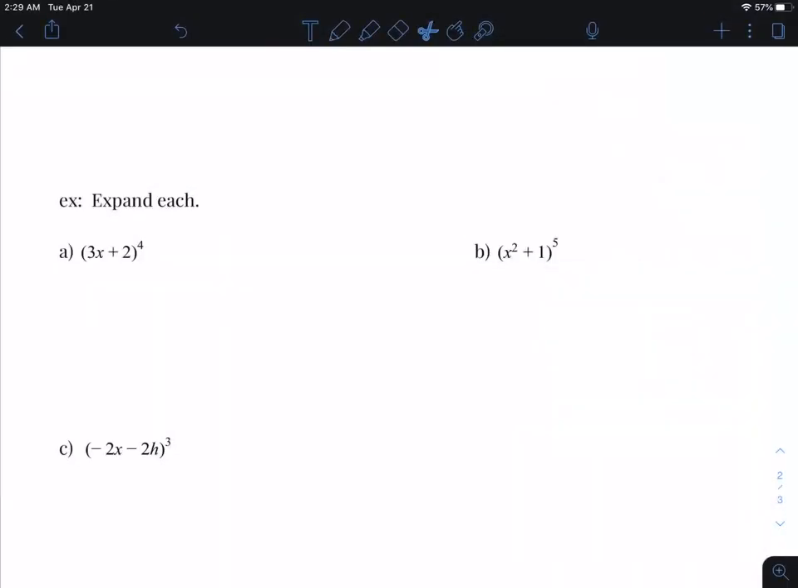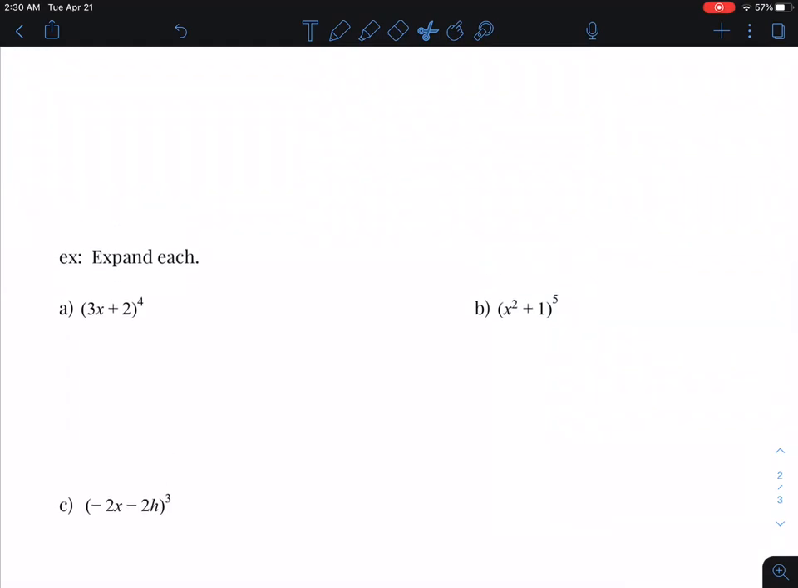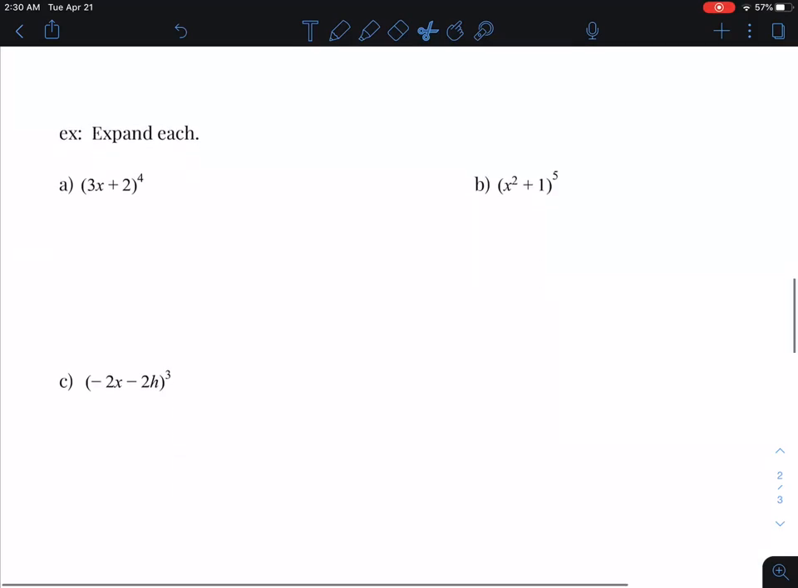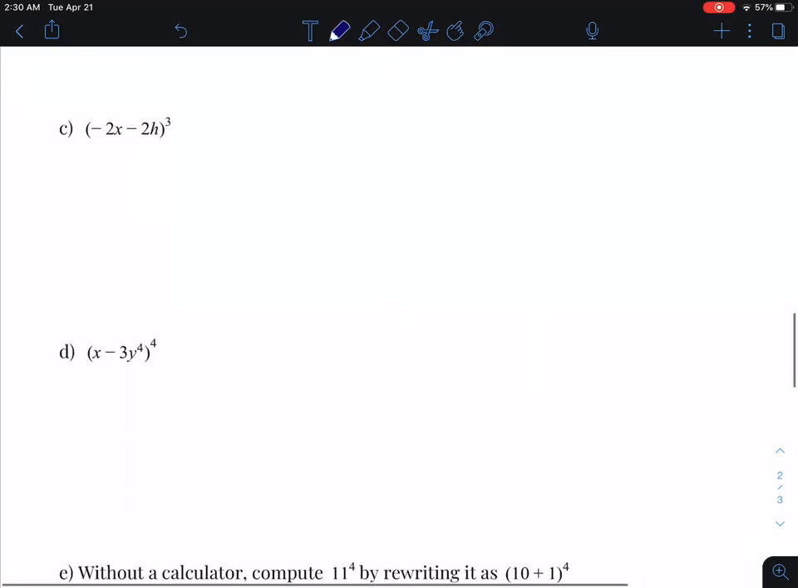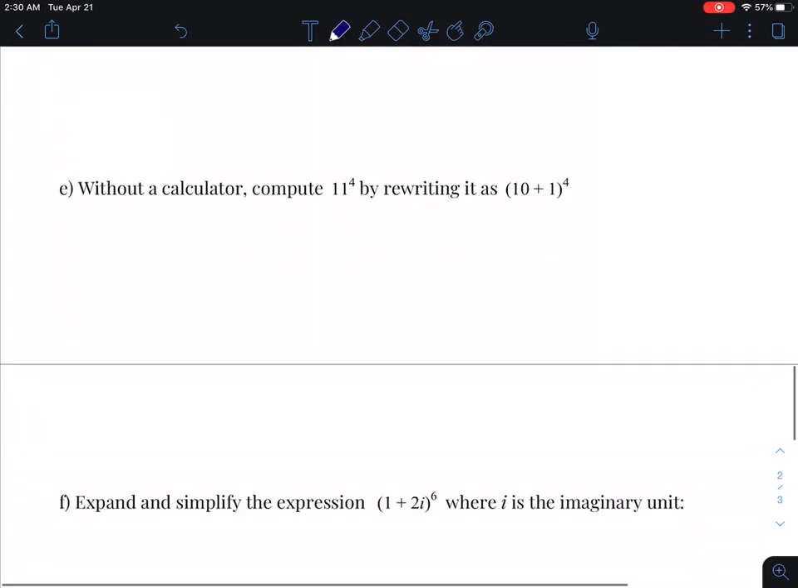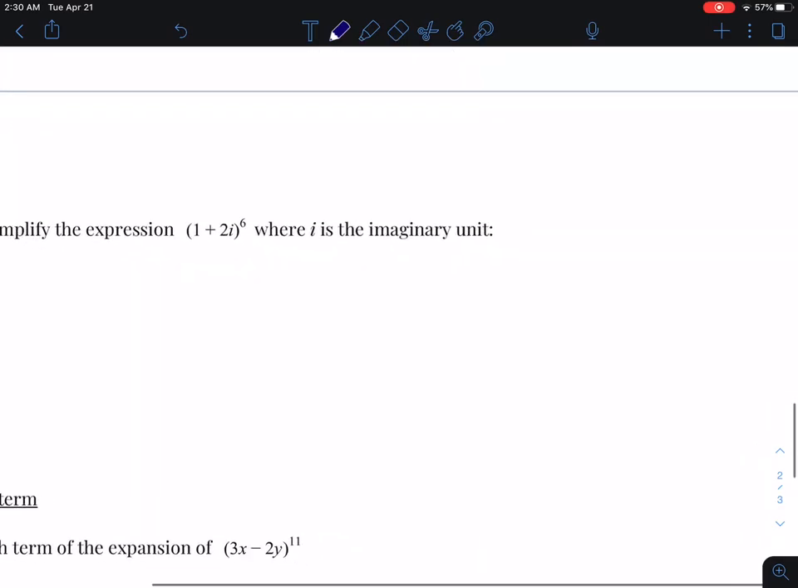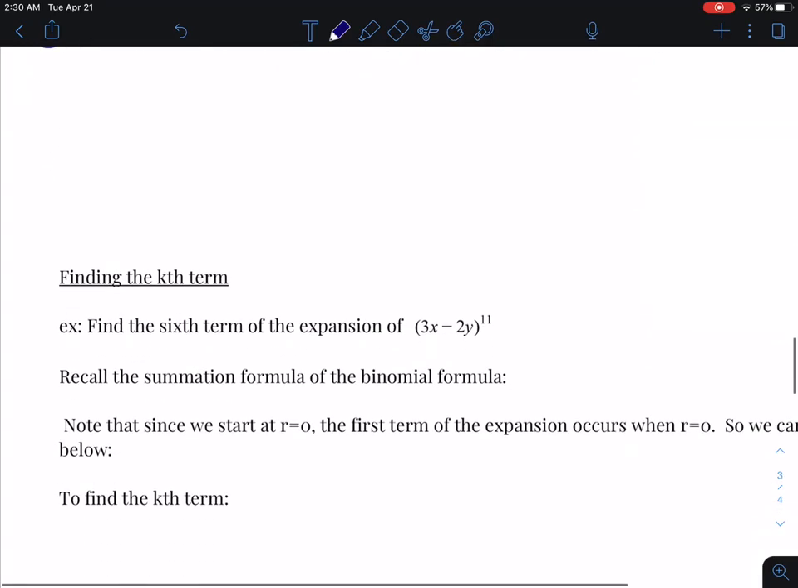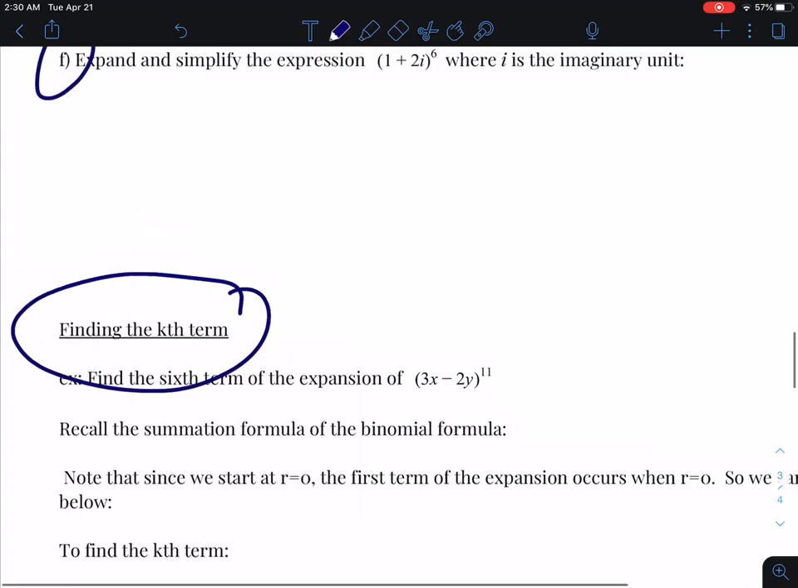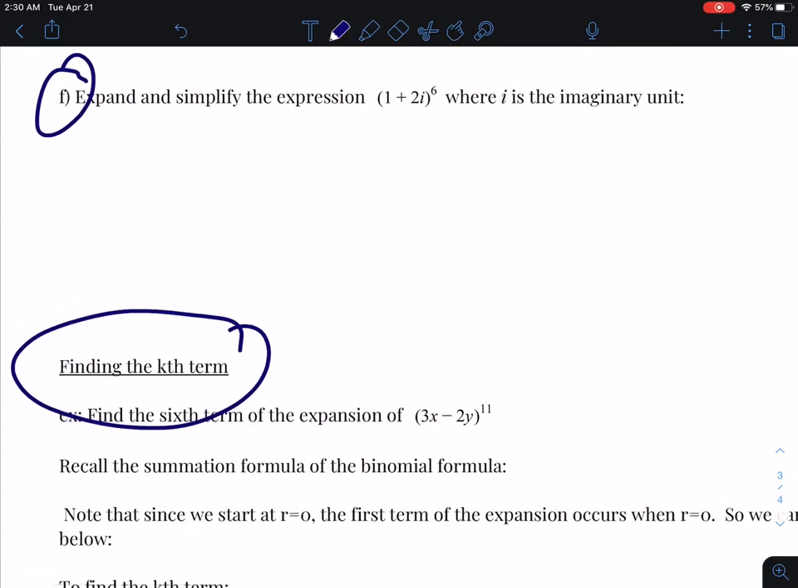Alright, you guys, so let's continue on with Pascal's triangle. And for here, we'll do D. We'll talk about C later during class or conference. You should be able to figure out this one once we're done. We'll go through F, and we'll go through finding the kth term. I may separate these into two videos if they get longer than 15 minutes. Okay, so let's get started.